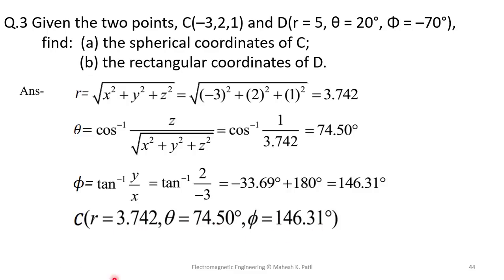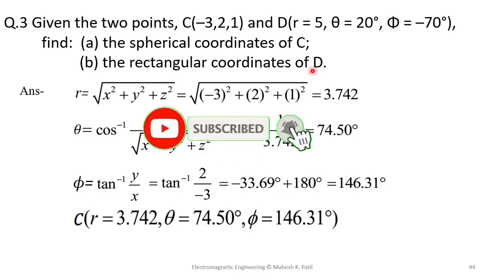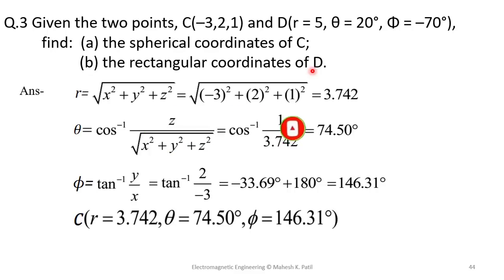Now I will keep this second task as a homework for you. So you convert this rectangular coordinate of D at home. So we'll stop here. In the next session, we'll see the vector transformation point. Thank you.